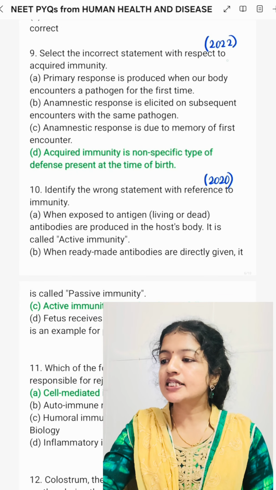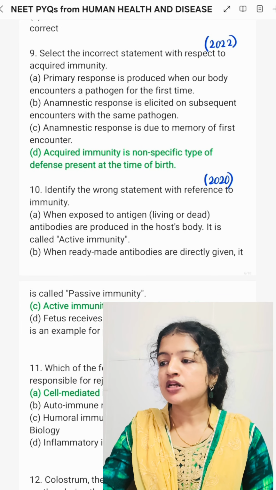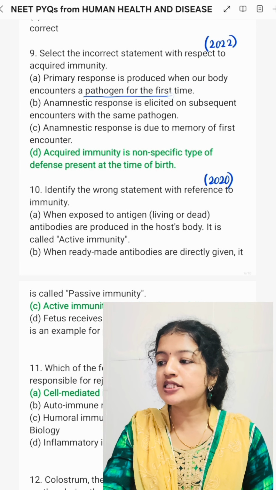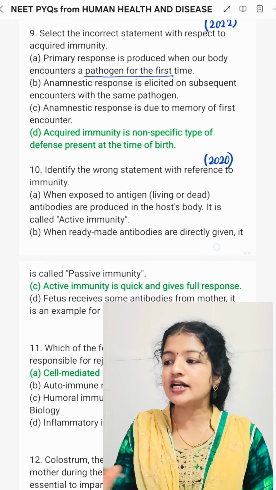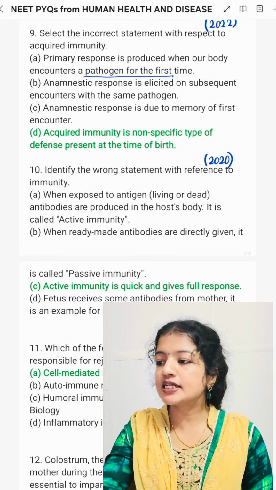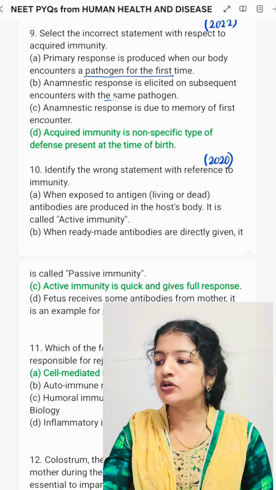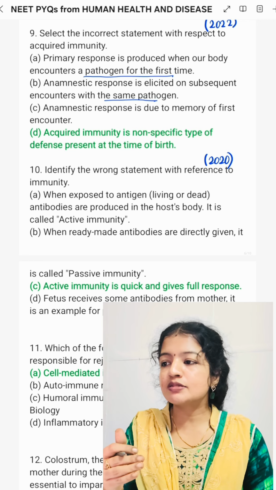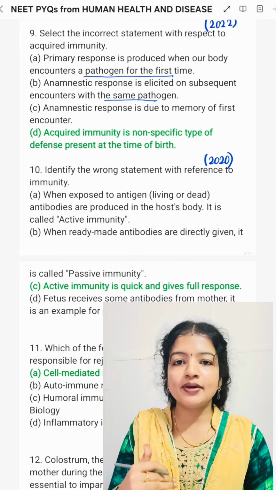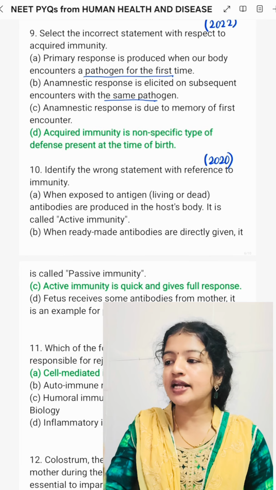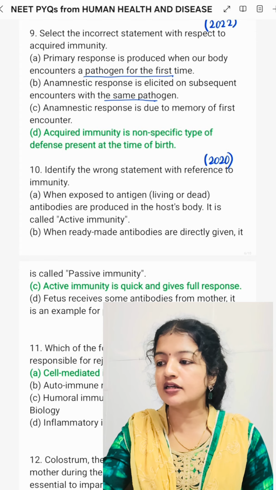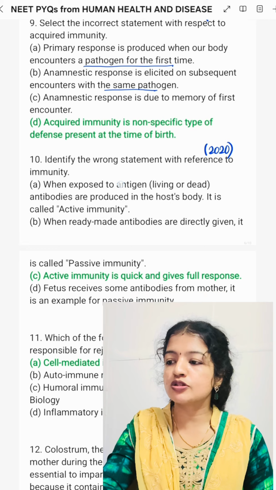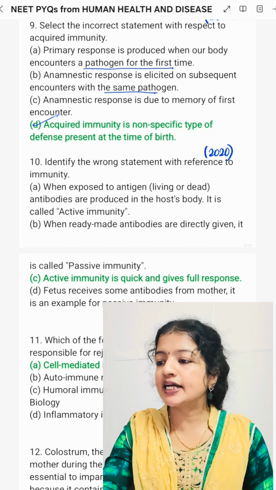Then, select the incorrect statement with respect to acquired immunity. Primary response is produced when our body encounters a pathogen for the first time. This is correct. Anamnestic response is elicited on subsequent encounters with the same pathogen. So anamnestic response is the secondary response. Option C, anamnestic response is due to memory of the first encounter. This is also correct.